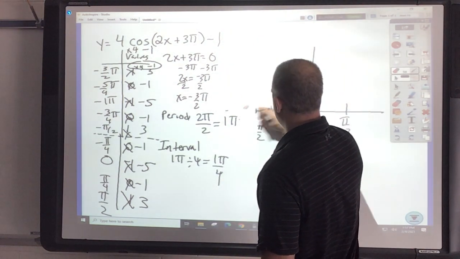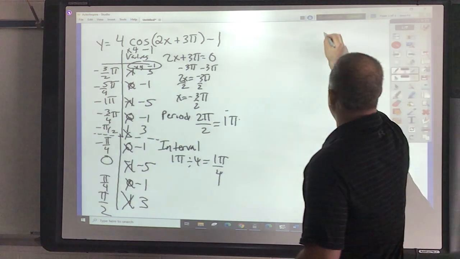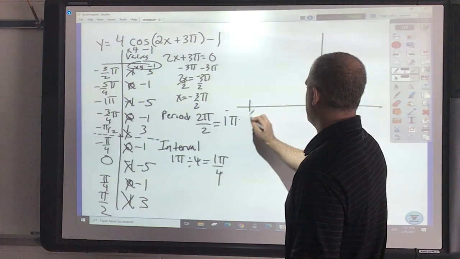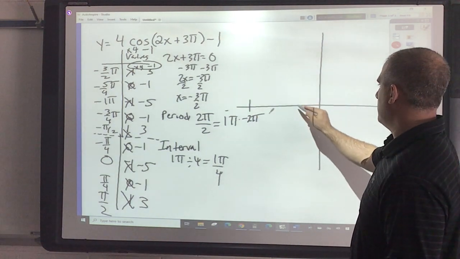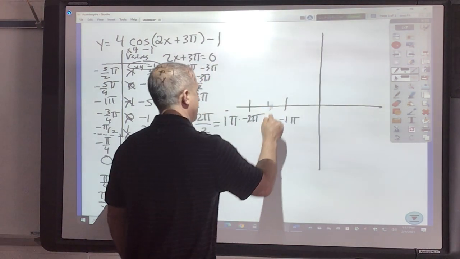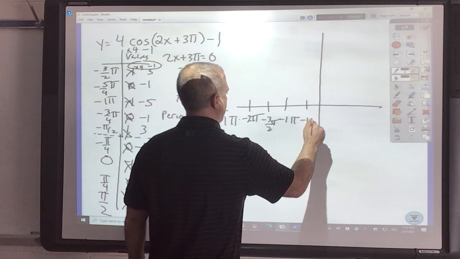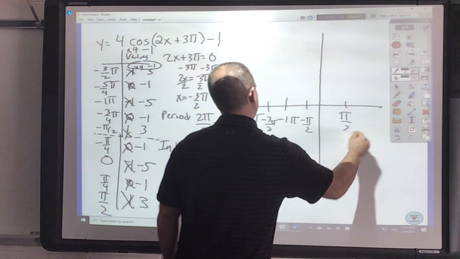Let me do that again. Okay. So I'm going from -2 pi. What I'm going to do is half would be -1 pi. Half of that would be -3 over 2 pi. Negative pi over 2. Okay, and then we'll go pi over 2. That looks a little bit better.